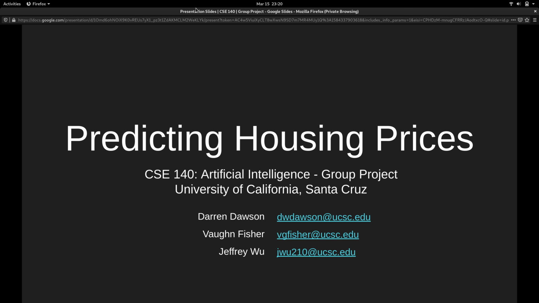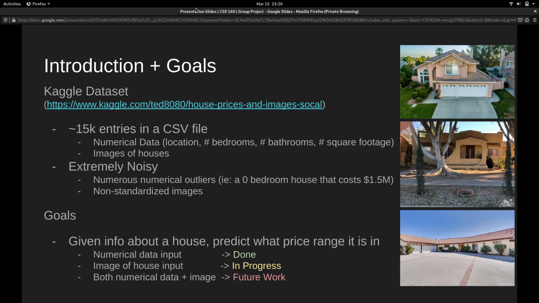Hi, I'm Darren, and I worked with Vaughn and Jeffrey to predict housing prices as part of the group project for CSE 140 at UC Santa Cruz. The goal of the project is pretty simple. Given a Kaggle dataset with images of houses and numerical data about them, predict the price of a given house.